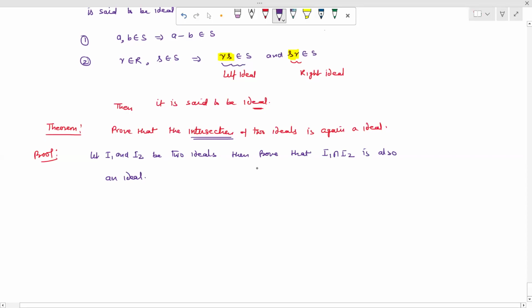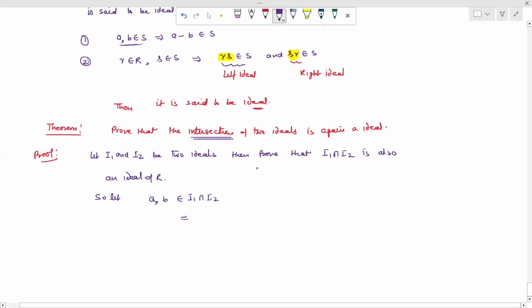So for proving this, ideal for what? Ideal of R, that means ring R. So we can write down the ideal of ring R. So let A, B be two elements which belong to I1 intersection I2. That is the first condition. Here we see that A, B belongs to S. So now A, B belong to I1 intersection I2.